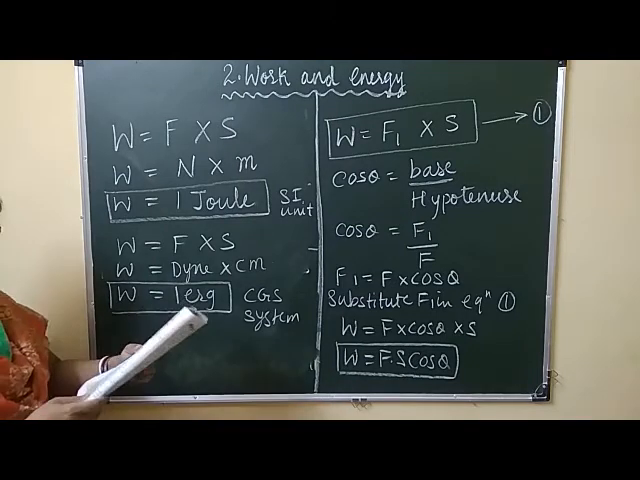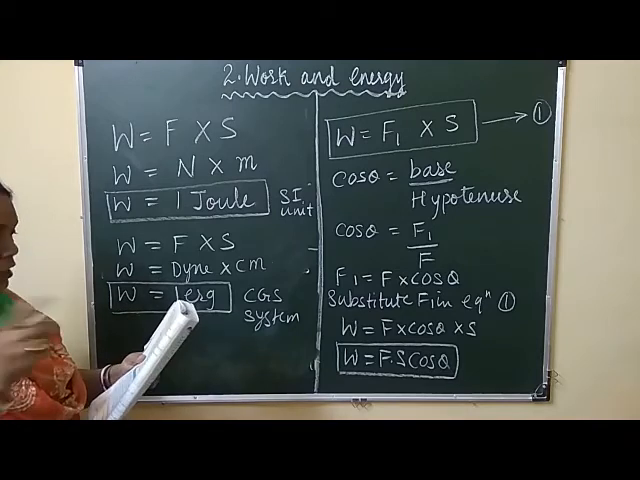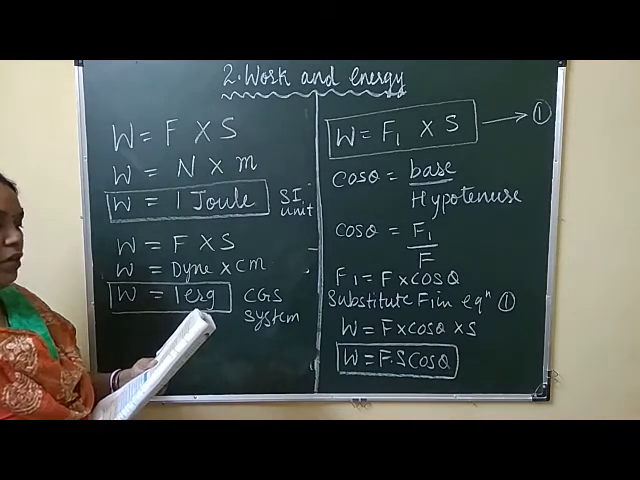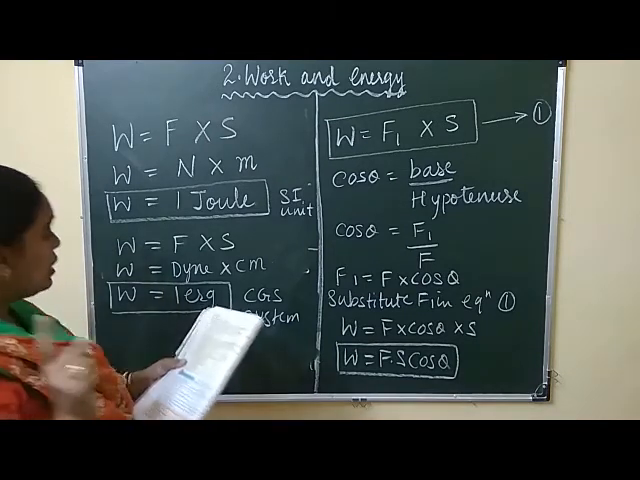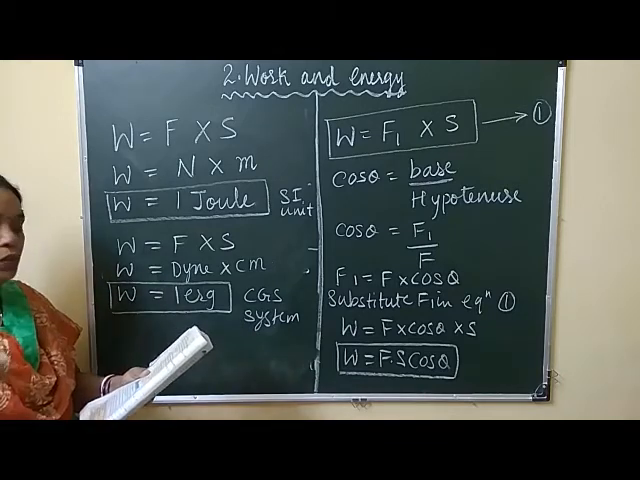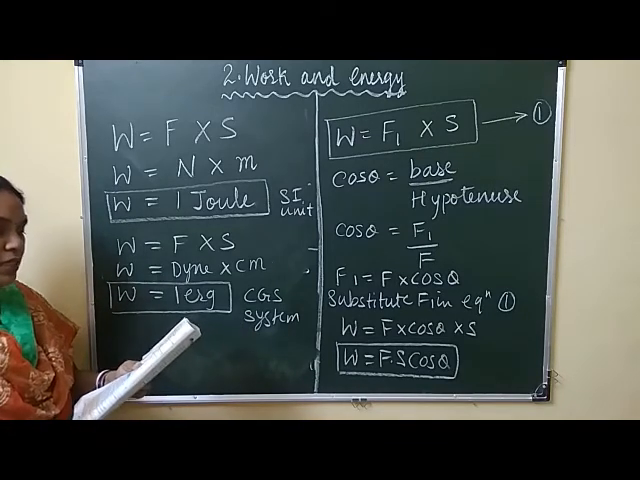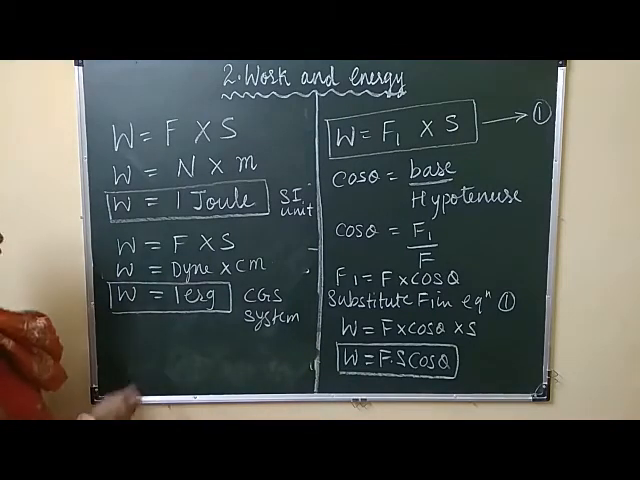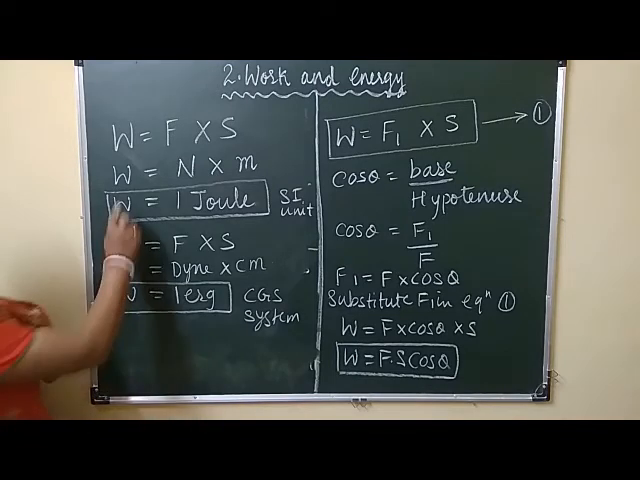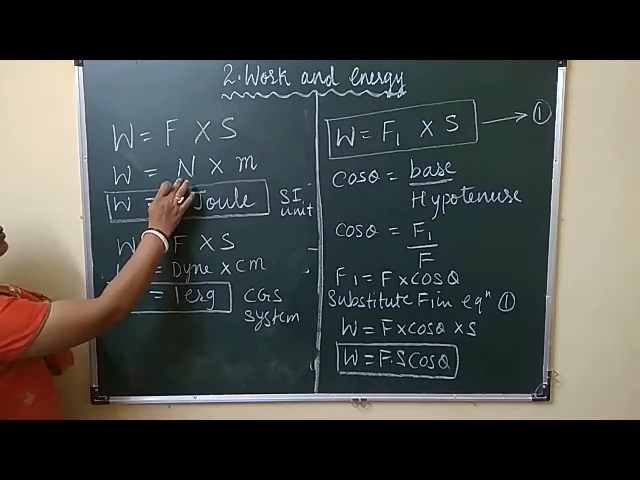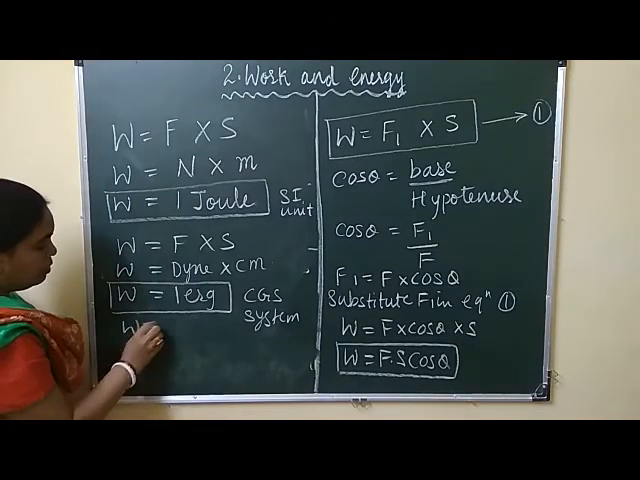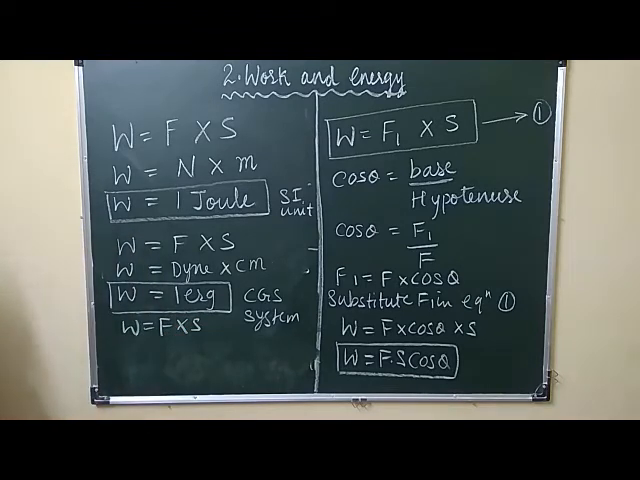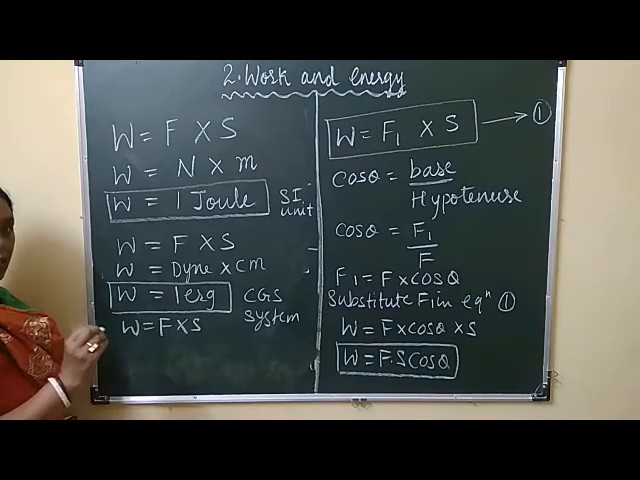Okay. So from this page 20, you will take down the definition of 1 joule and definition of 1 erg. Then the relationship between joule and erg. How do we show the relationship between joule and erg? We have the formula of work, that is W equals force into displacement. Now we have to find the relationship between joule and erg.